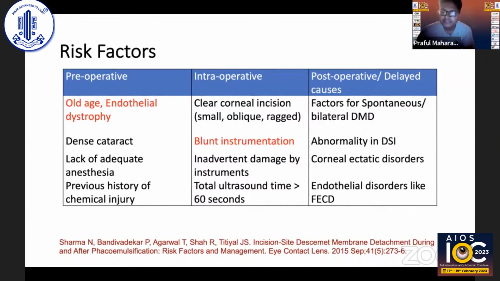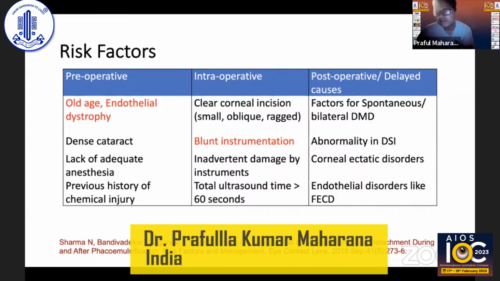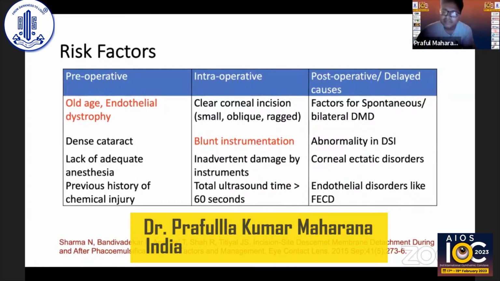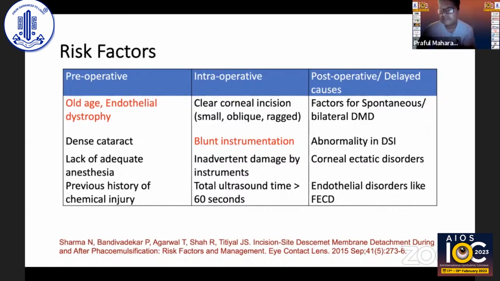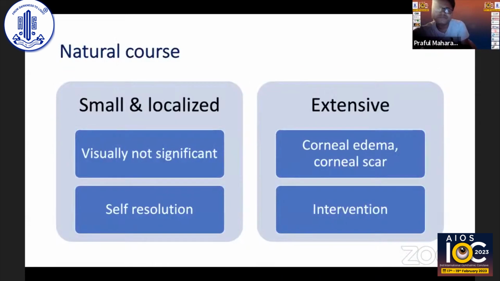During surgery, intraoperatively, when you are using a blunt instrument or the eye is a little bit hypotonous, you have given a peribulbar block, and the massage was given for a long time, and there is hypotony, and when you are entering with your instruments or knives, if the globe doesn't offer that much resistance, then it's likely that you may land up in DMD. Post-operatively, as I said, in few cases there can be spontaneous DMD, most commonly FECD and keratoconus.